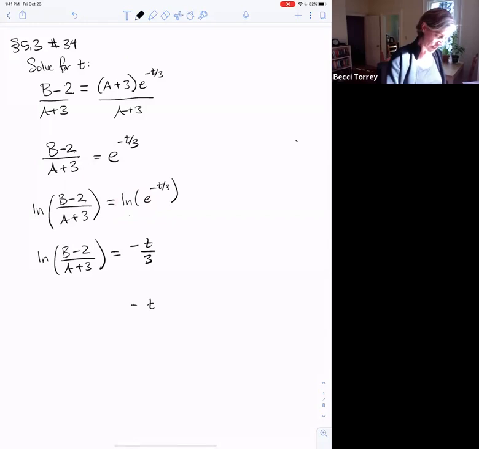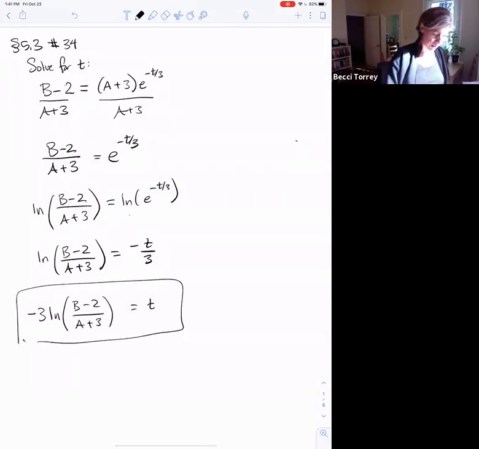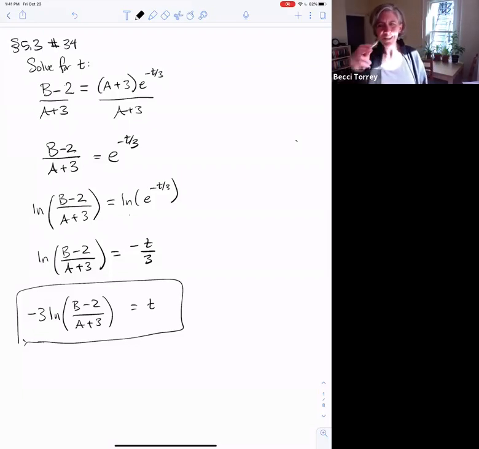So we have t is equal to minus 3 times the natural log of b minus 2 over a plus 3. Okay, and there are some different ways using your log laws that you can rewrite this left side. So if somebody else has a different answer, you might need to do some algebra to check whether they're the same.